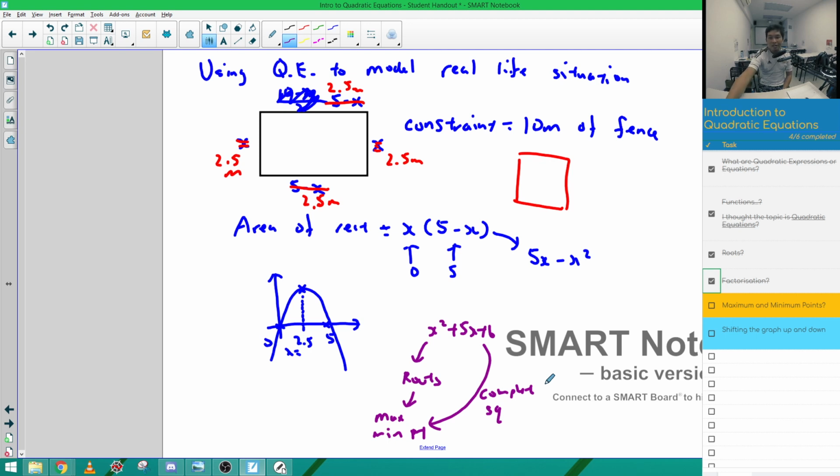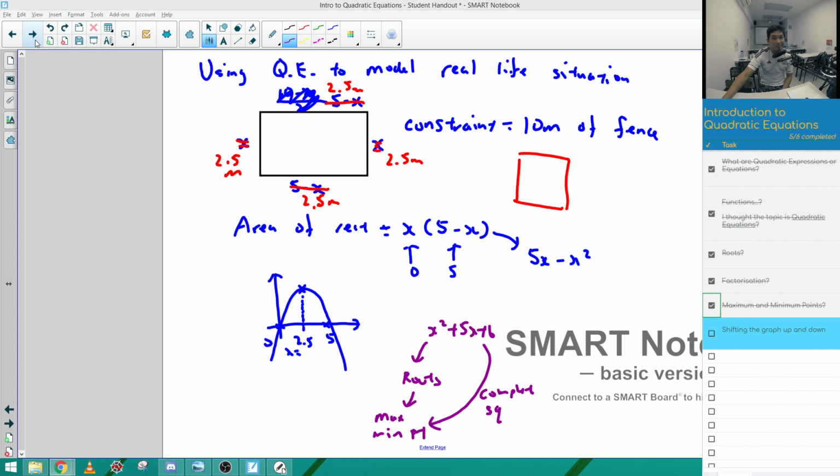Okay, so I'm going to wrap up maximum and minimum points. We are really interested in maximum and minimum points because we want to use quadratic equations to solve real-life problems. Maximum and minimum points are helpful in that way. And that makes roots and factorization make sense. That is why we want to find roots and why we want to factorize, because those things get us to the maximum and minimum points.